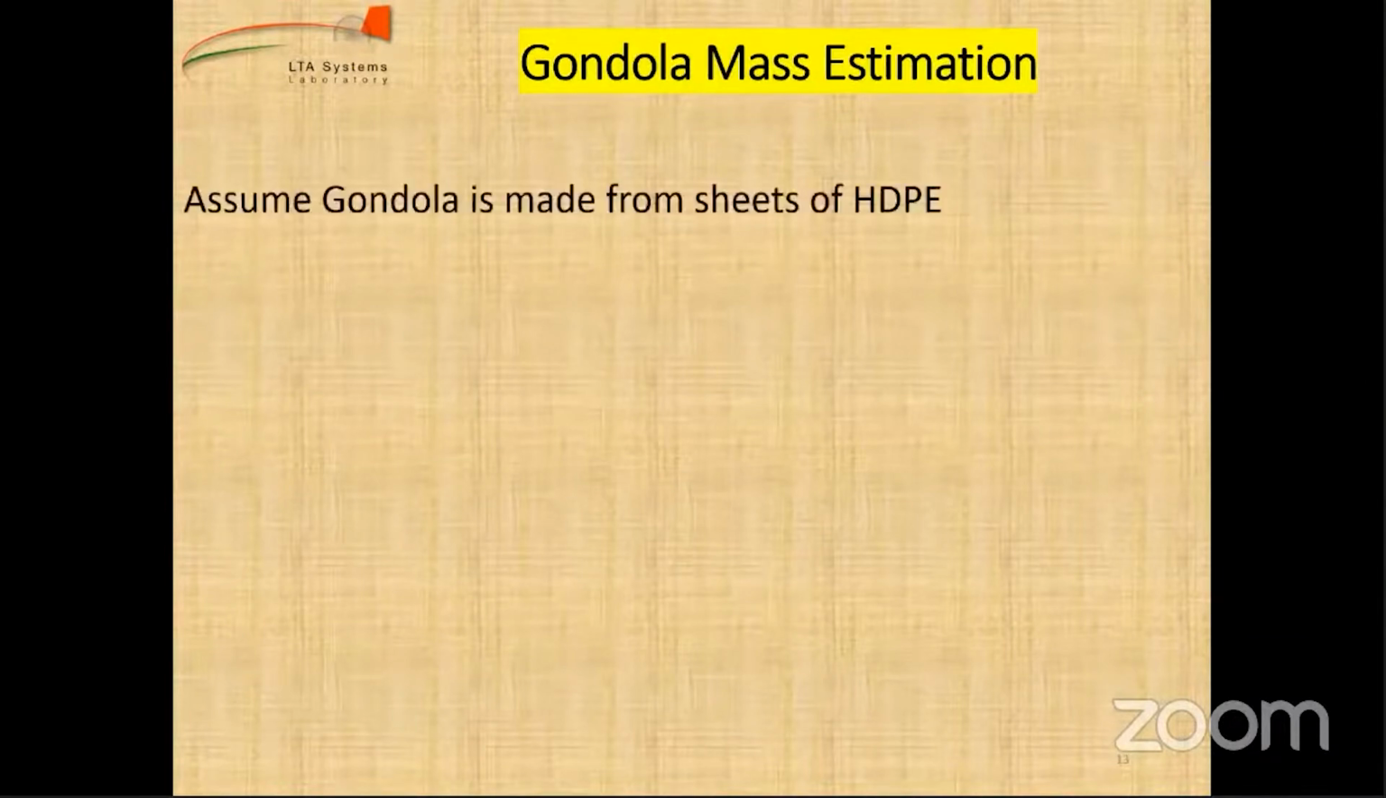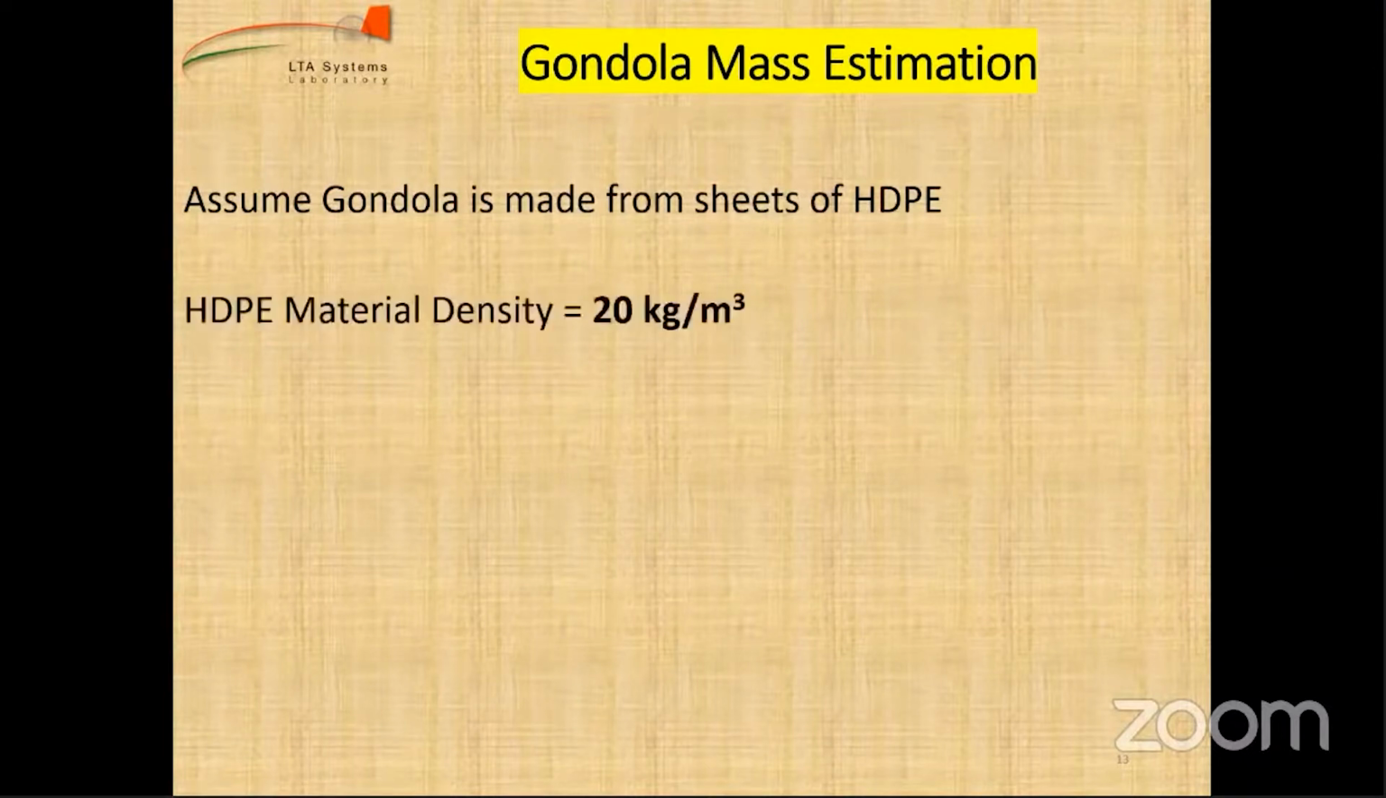For estimating the mass, let us assume that the gondola is made up of high density polythene sheets, a kind of sheet which we typically get in our shops, which are very high density materials. Okay, so they'll have very good sheets. So we assume the density to be 20 kg per meter cube. Okay, so its density is 20 kg per meter cube.